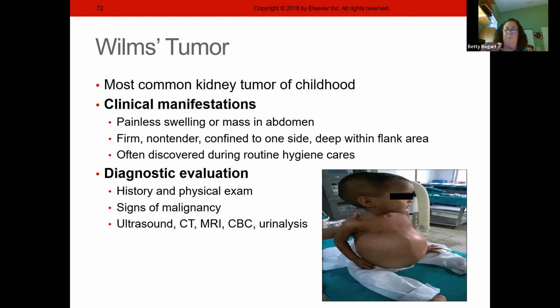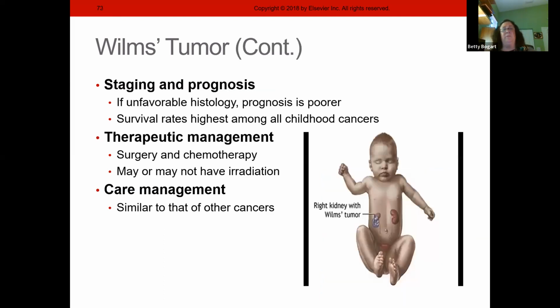And why was that important? The thing with Wilms tumor, nursing care, number one, is do not palpate that abdomen. And the reason is this tumor is very fragile, can break off and metastasize very easily. Now, they did an ultrasound, CAT scan. They found out it was a Wilms tumor.